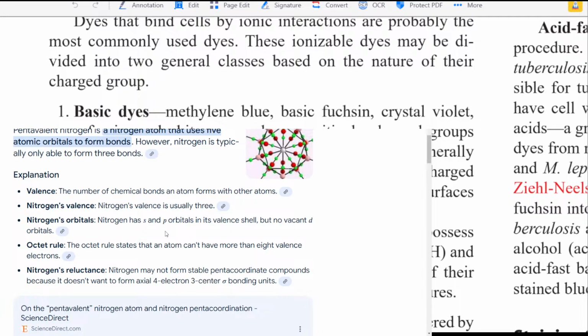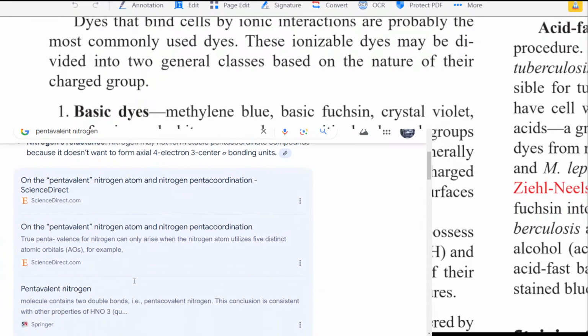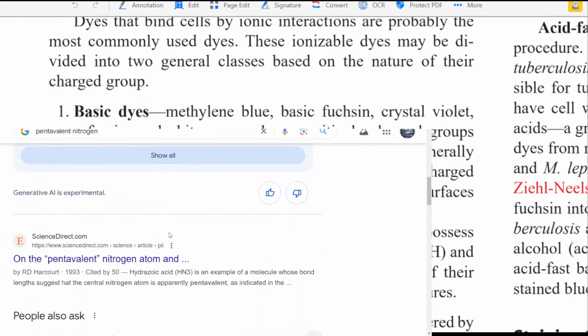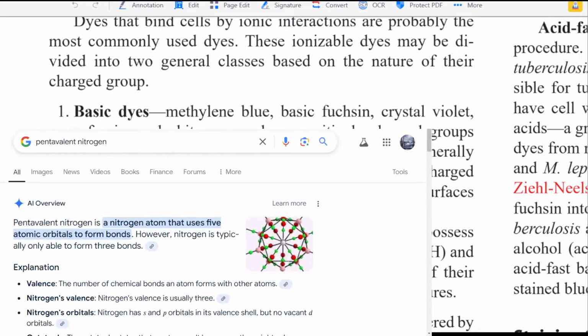The 1s has 2 electrons, 2s has 2 electrons, and of course 2p has only 3 electrons. That's why it makes only 3 bonds, but no vacant d orbitals. Alright. But what happens to the pentavalent nitrogen? It makes 5 bonds. Alright, so all of them, the s goes into the nitrogen. How do I show it to you? I finally get it. Here.